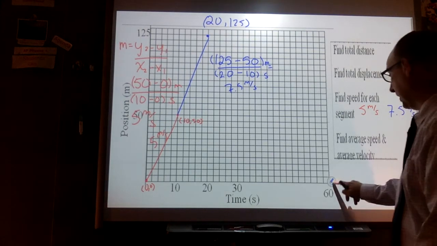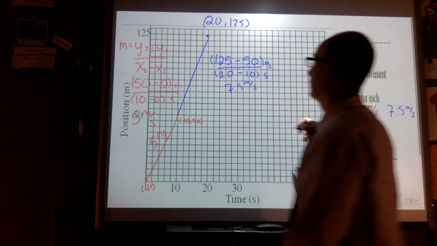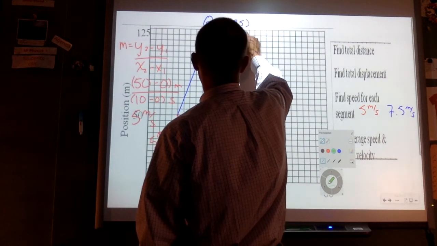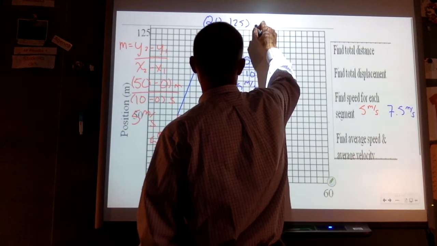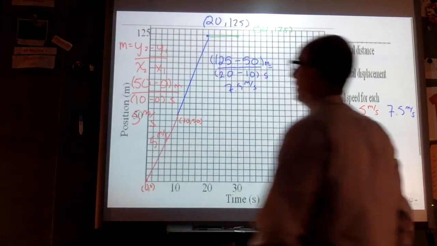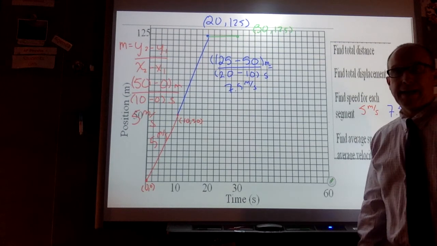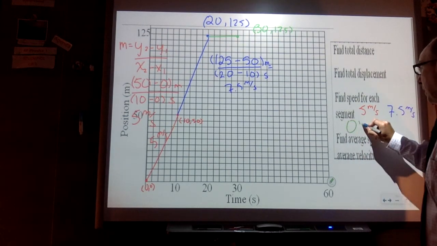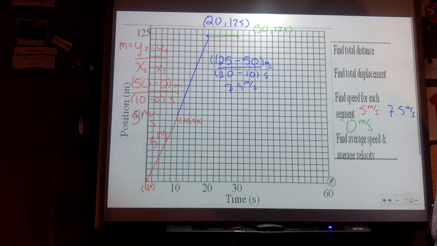He then rested for 10 seconds. So that's going to take me from 20, 125 to 30, 125. And you see that the slope of that line would be 0. And so that means that for that segment, his speed is 0 meters per second.